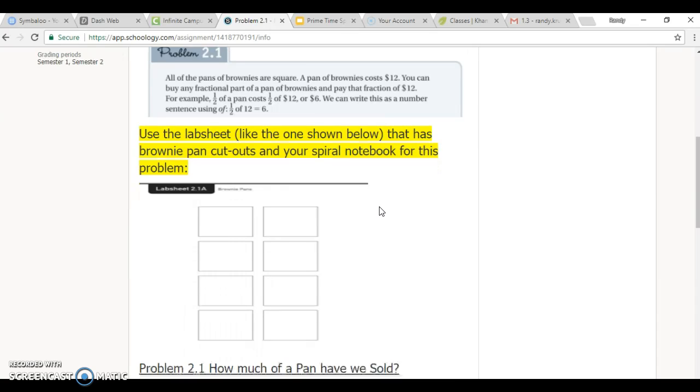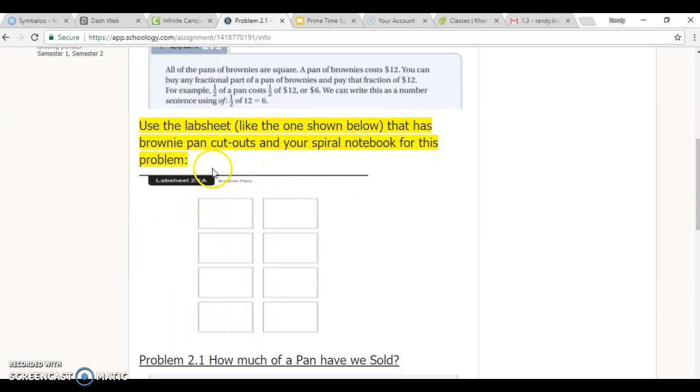So for this problem, I will give you this lab sheet right here, lab sheet 2.1a, and each one of these represents a pan of brownies, so you can do some sketching on each one of these. It would be beneficial to probably have some different colors to sketch with.